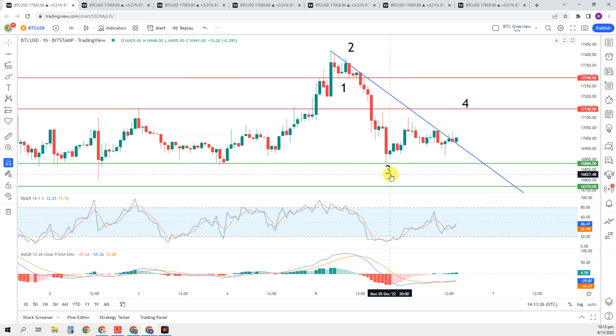Okay, so this is the overview of the technical analysis. So just to sum up, I'm expecting a pause before the market moves lower, and to get that confirmation, I want to see a break below 16,880 to validate a wave 5 move to 16,770.